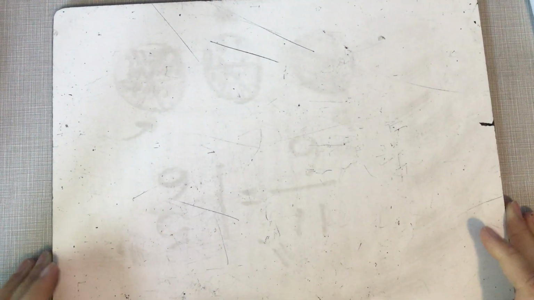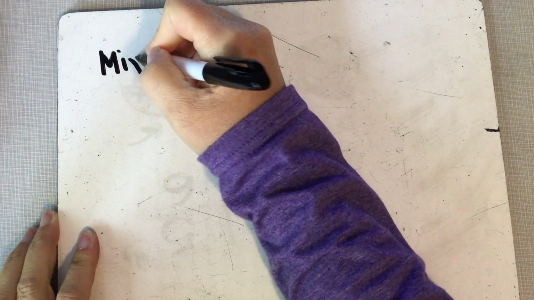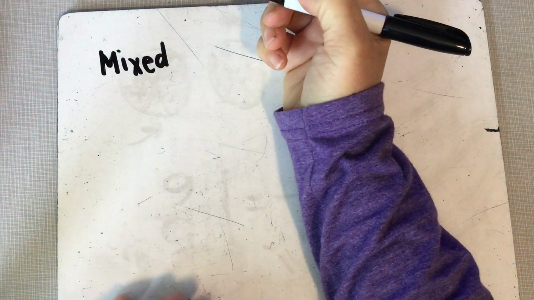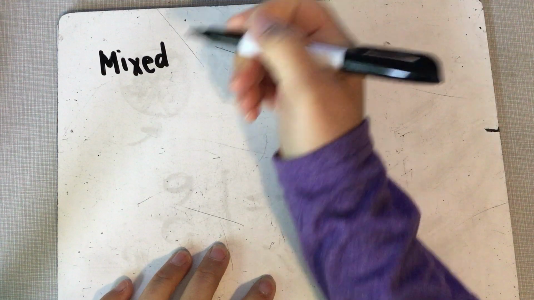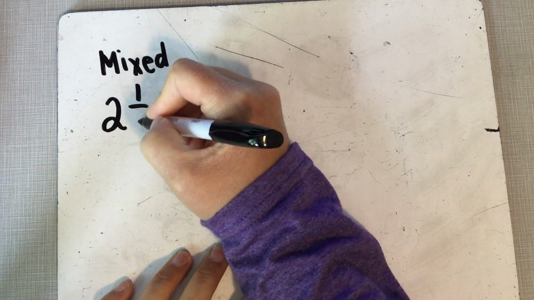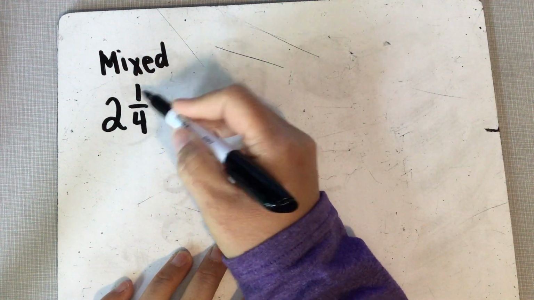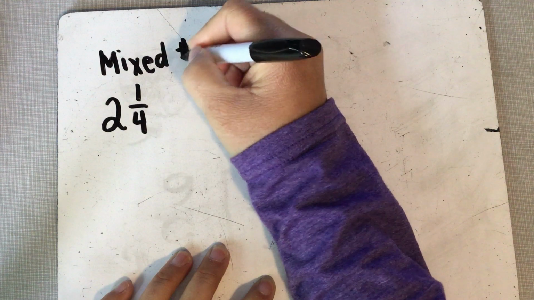Okay, here's another little video on how to convert a mixed number. And think of mixed as in it's a mixture of something. So a mixture of something would be, I have two wholes, I have 2 1/4, I have a whole and a fraction. So that's a mixed number.